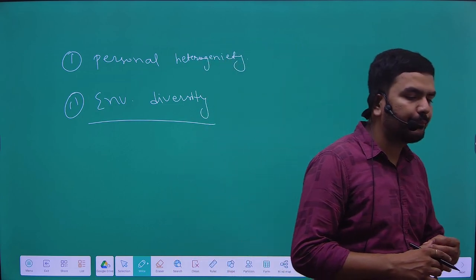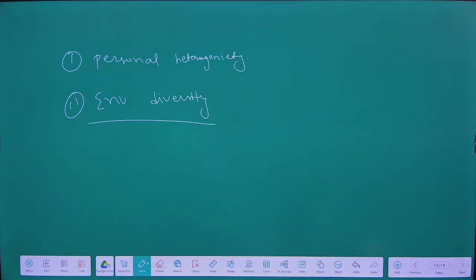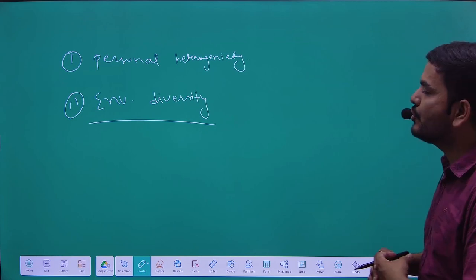Third you write variation in social climate. Variation in social climate.